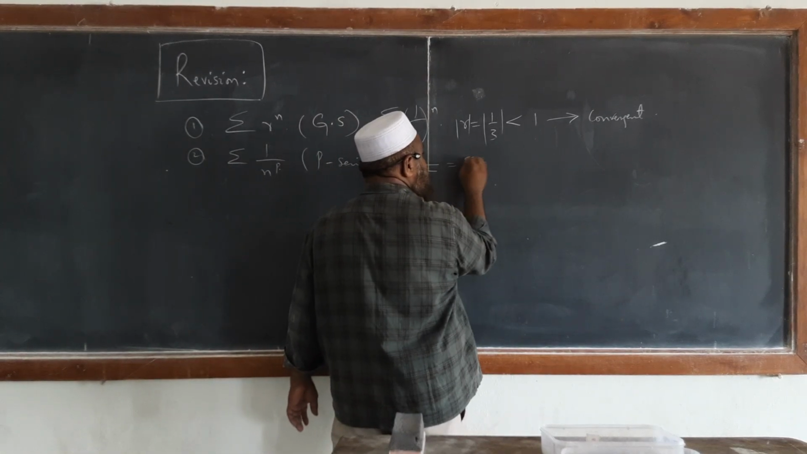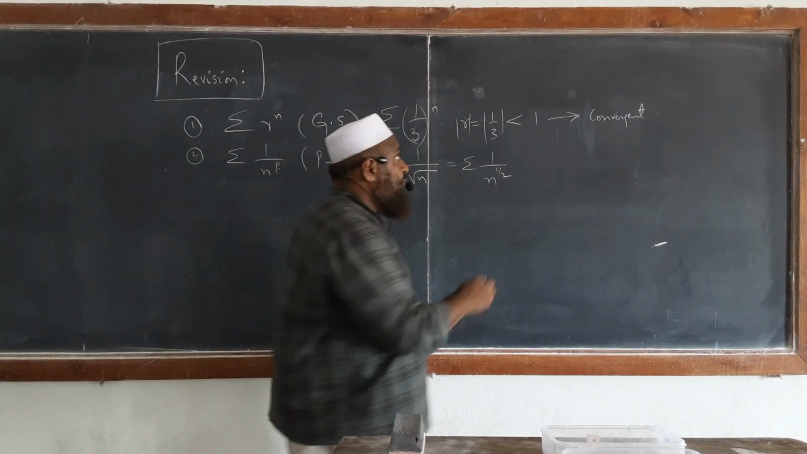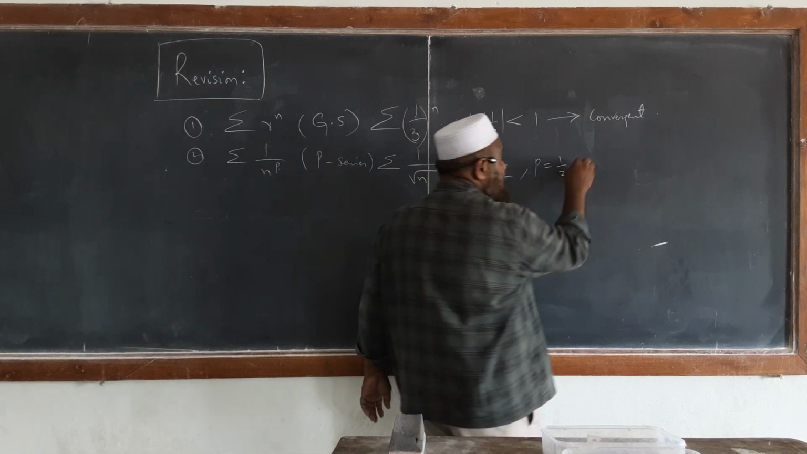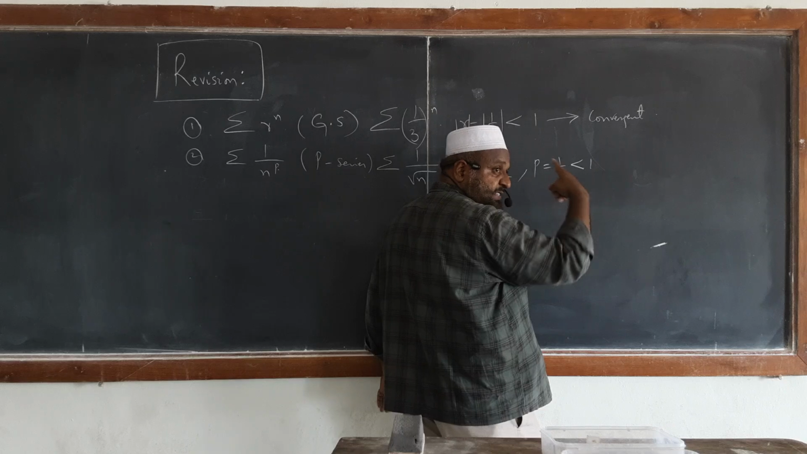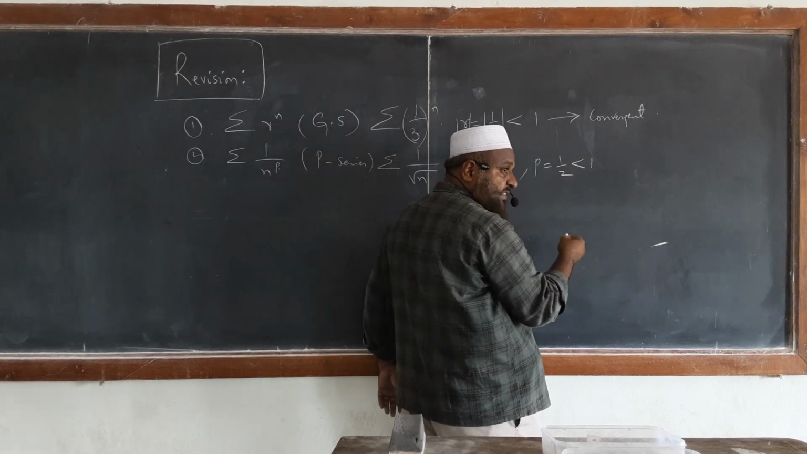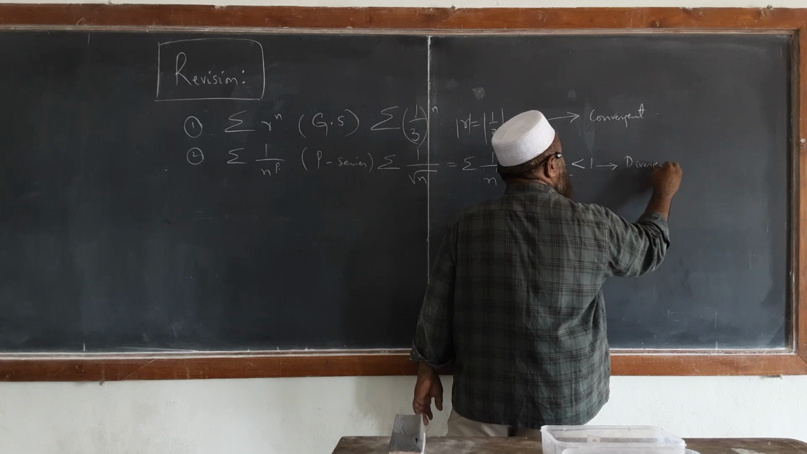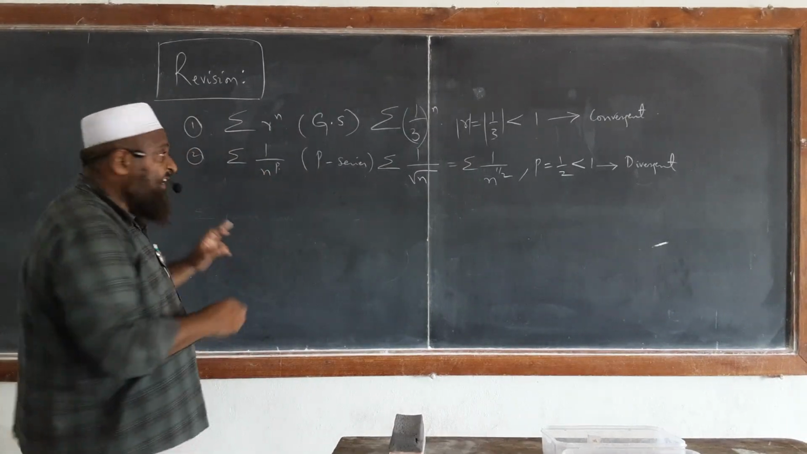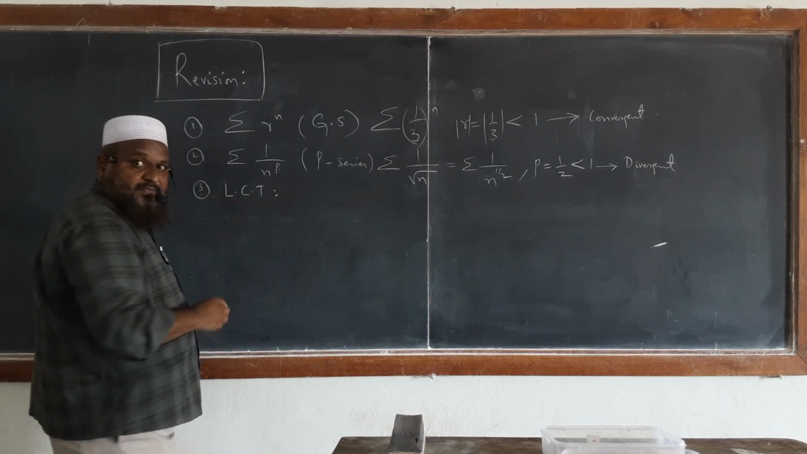What is this? It is like sigma 1 by n power half. So p is how much? Half. This is less than or equal to 1, it is divergent. Greater than 1, it is convergent. So this is divergent. So this is over. Next we are done for limit comparison test.